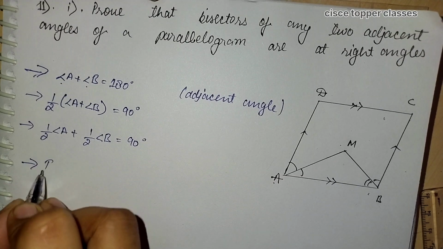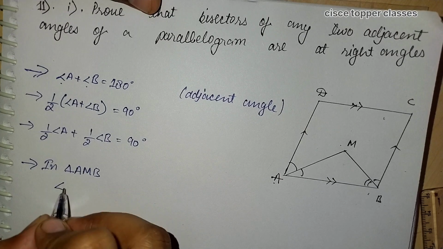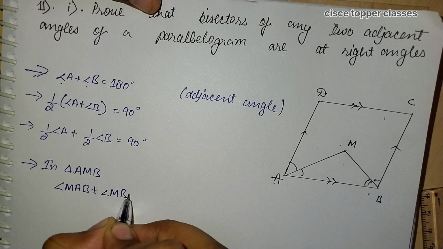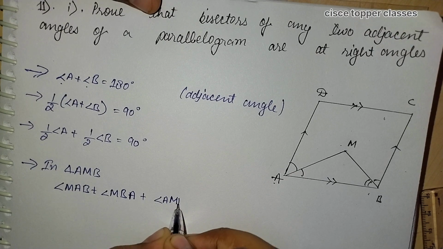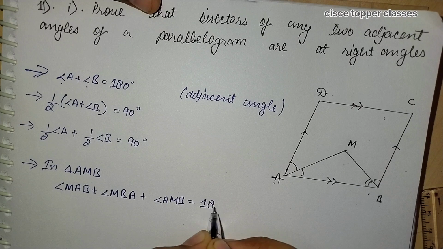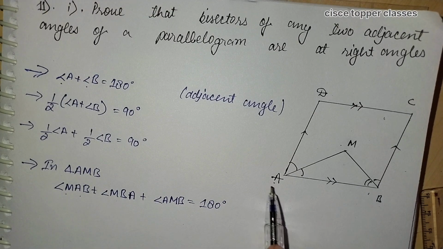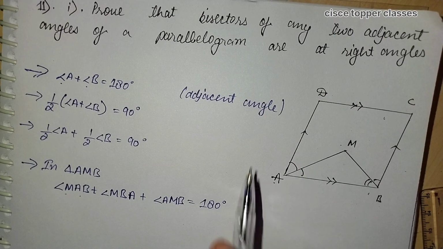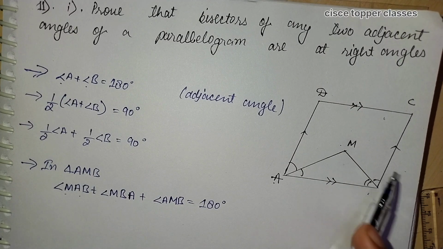So simply we can write in triangle AMB, angle MAB plus angle MBA plus angle AMB is equal to 180 degrees, as this is a triangle. And now we can write this MAB as half of angle A here. So half of angle A is the bisector here and half of angle B is also the bisector, and its sum is equal to 90 degrees.